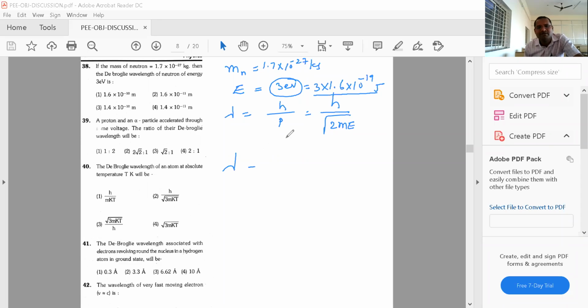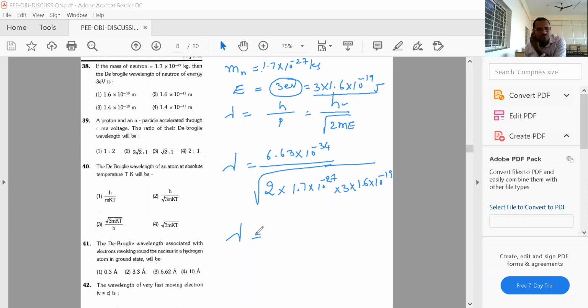So the de Broglie wavelength lambda becomes h, Planck's constant, 6.63 into 10 to the power of minus 34 joule second, upon root of 2 into mass of neutron, 1.7 into 10 to the power of minus 27, into energy, 3 into 1.6 into 10 to the power of minus 19. Clear? Do all this calculation, you will get the wavelength equal to 1.6 into 10 to the power of minus 11 meters. Option 2 is the right answer.